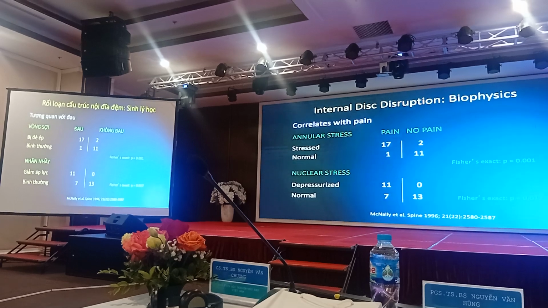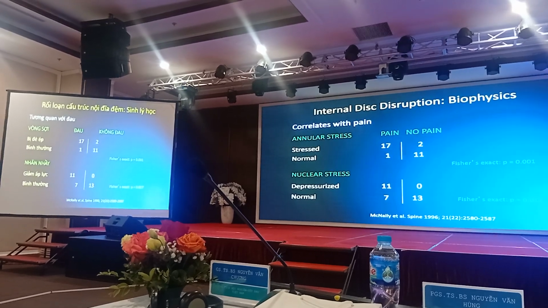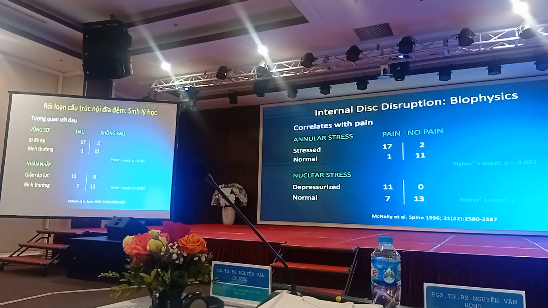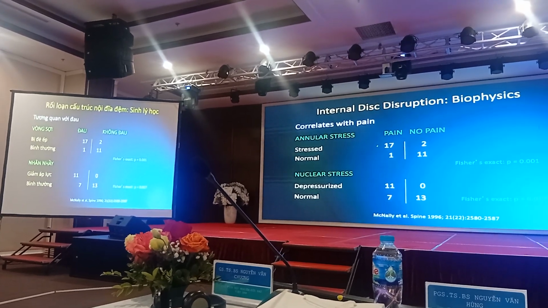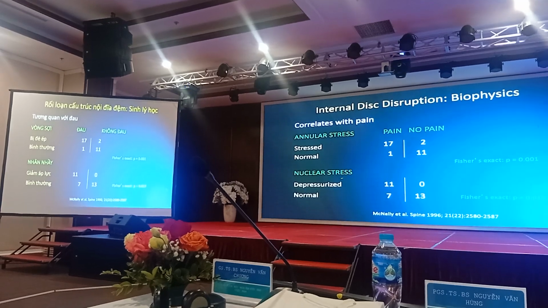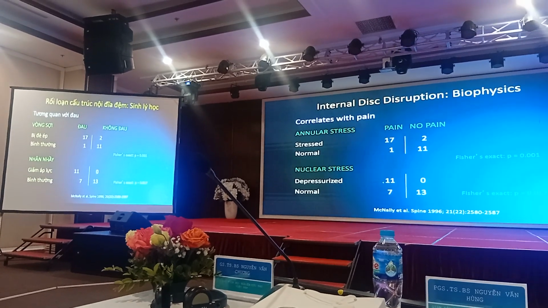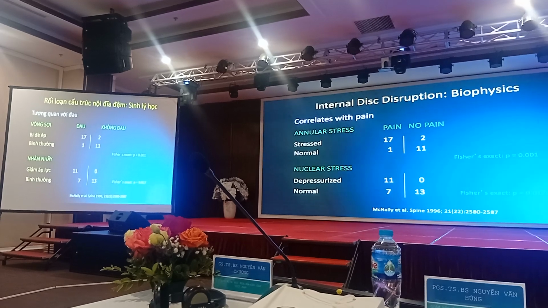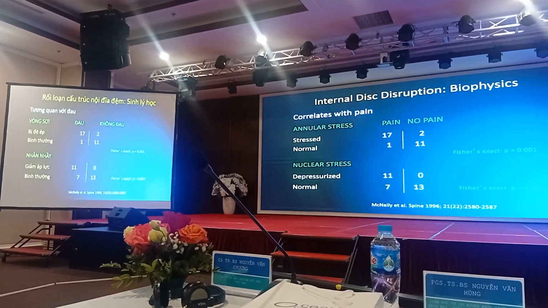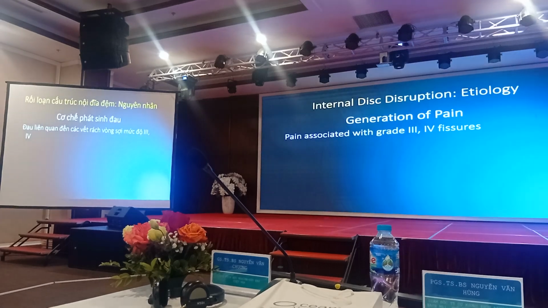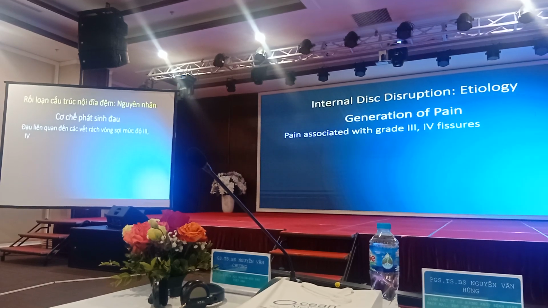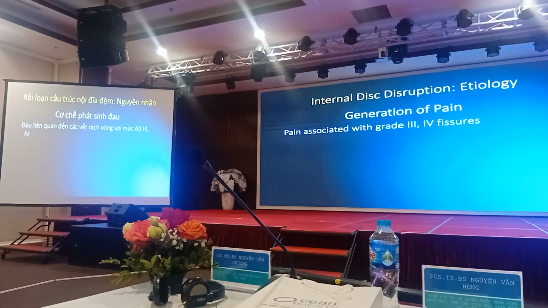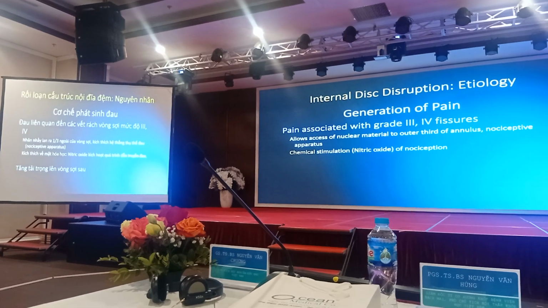Now, what does this correlate with pain? Well, these are patients who had stress profilometry, and when there was increased stress on the annulus, those patients had pain. When the nucleus was depressurized, those people had pain. So this goes back 25, 30 years, but it does provide the physiologic basis for what we ultimately know about how discogenic pain is generated. So we do have evidence that pain is associated with grade 3 and grade 4 annular fissures.